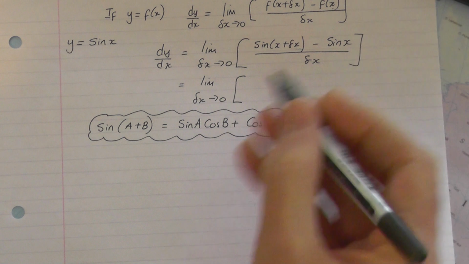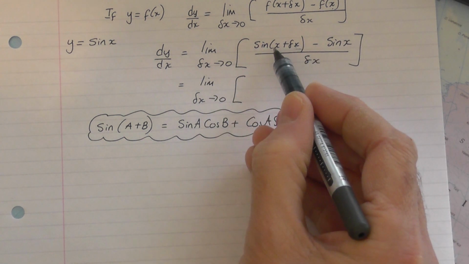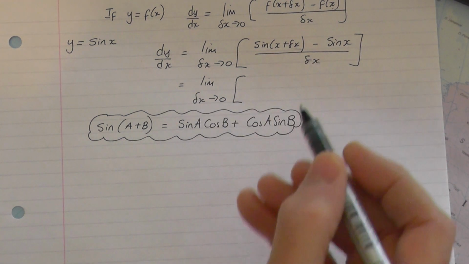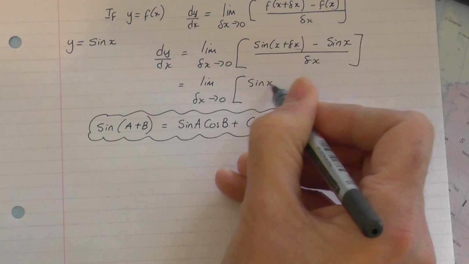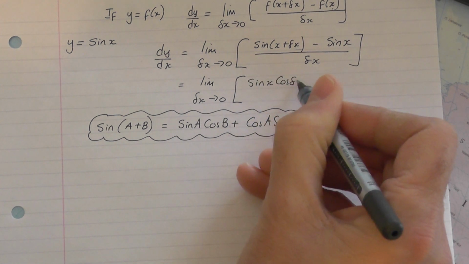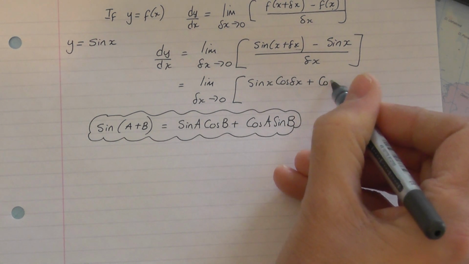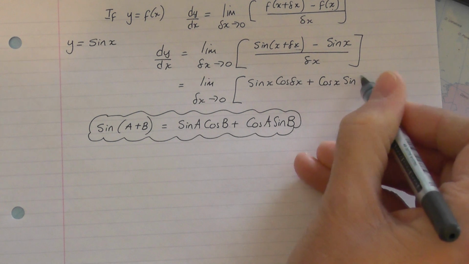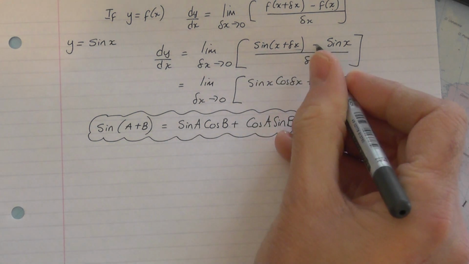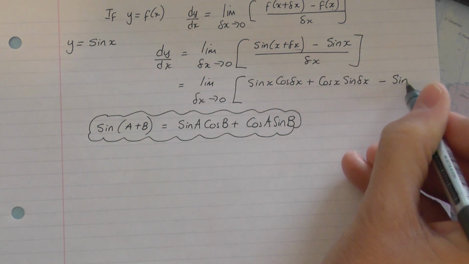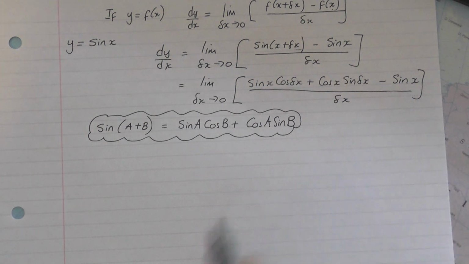So what does this mean? The limit as delta x tends to 0 of the sine of x plus delta x. Applying this will be the sine of the first, cos of the second, sine of x, cos of delta x, plus cos of the first, sine of the second, cos of x, sine of delta x. So that there is the same as that there. Take away sine x, that's still there, all divided by delta x.